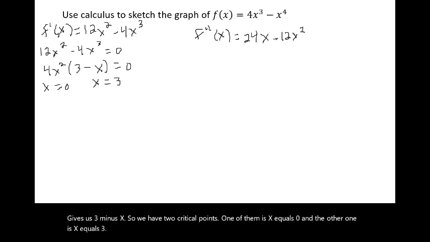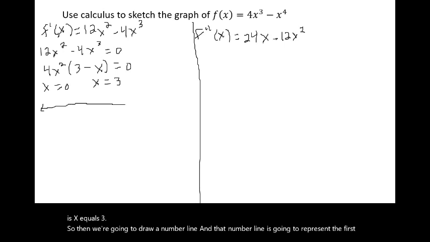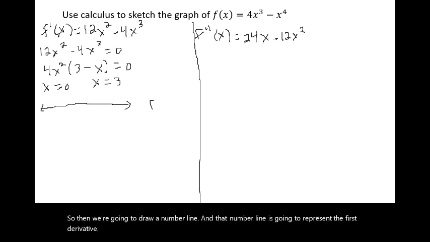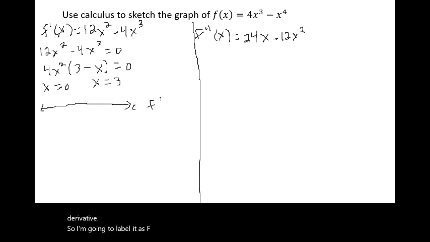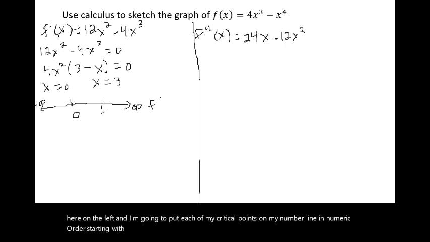So then we're going to draw a number line, and that number line is going to represent the first derivative. So I'm going to label it as f prime. Positive infinity is here on the right, and then negative infinity is over here on the left. And I'm going to put each of my critical points on my number line in numeric order, starting with 0, and then we have 3.